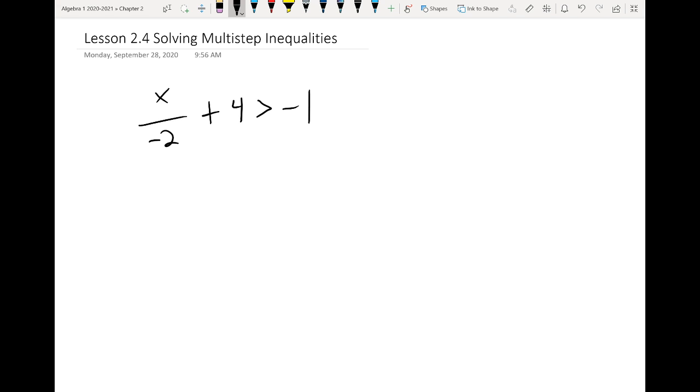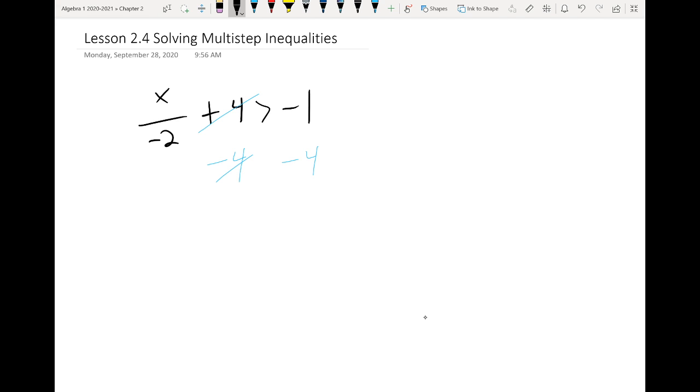We have x over negative 2 plus 4 greater than negative 1. So again, we're trying to isolate that variable x. So our first step is that we will subtract 4 from both sides, which is going to eliminate the 4 on the other end, right? Because the first thing is that we can look at this and think about, oh, can I treat this like an equation, okay? Which it's not, right?